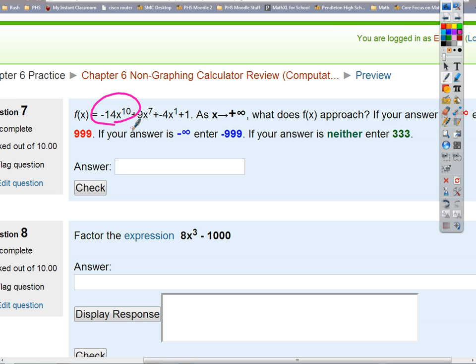What? Negative. Why would it be negative? Because I have negative 14. What's a positive number to the 10th? Positive. Positive times negative 14 is negative, right? Make sense? Yes. Okay.